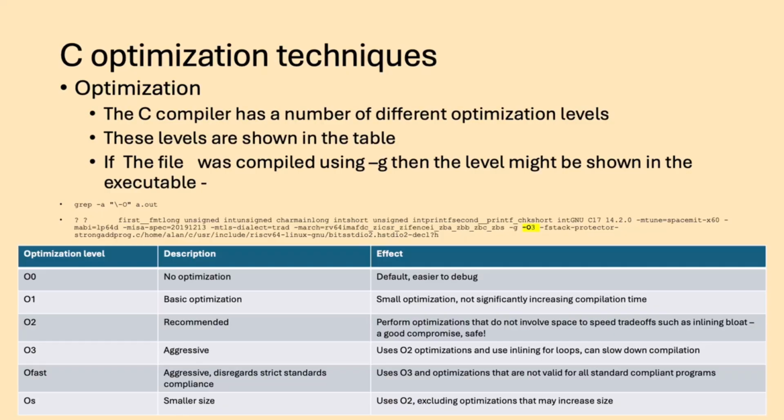If the file has been compiled with the -g option, then the optimization level may be included in the final executable. Under Linux, the grep utility can be used for this with the -a switch denoting that the file is an executable. The extract shows that the optimization level used with this binary is 3. It is recommended to stay with the default level of optimization until the testing and debugging phases have been carried out.